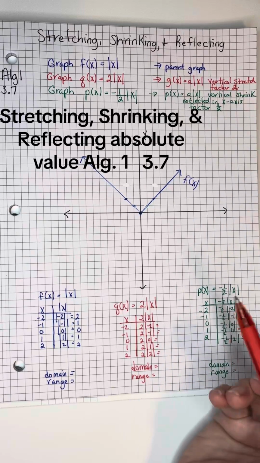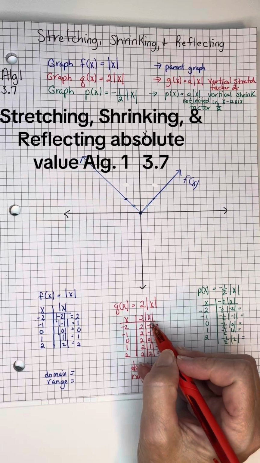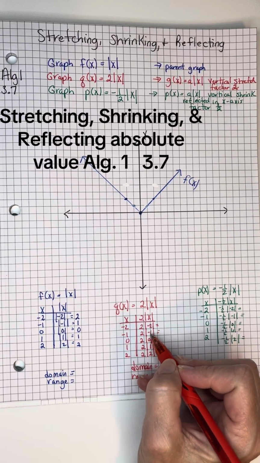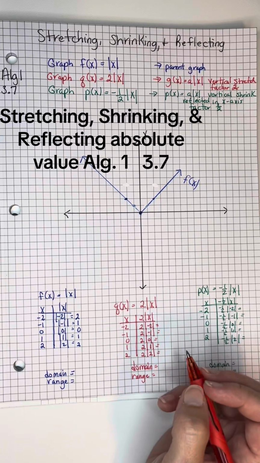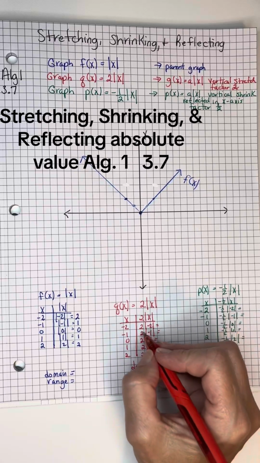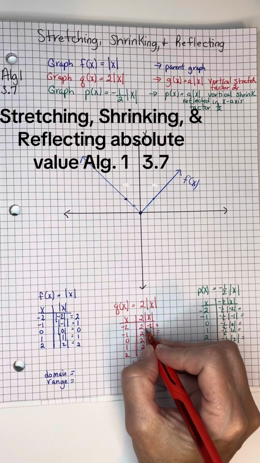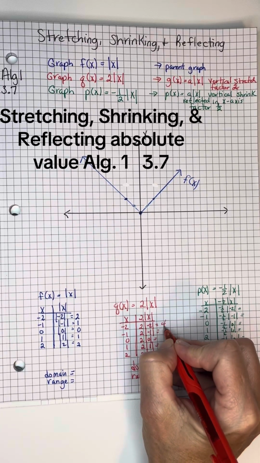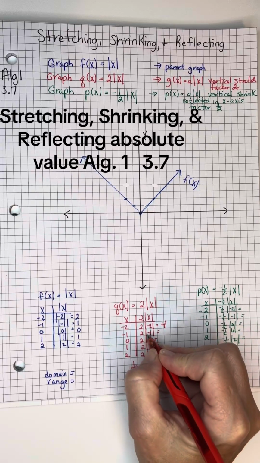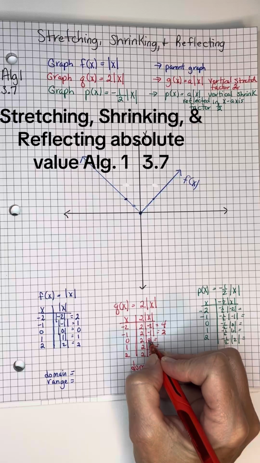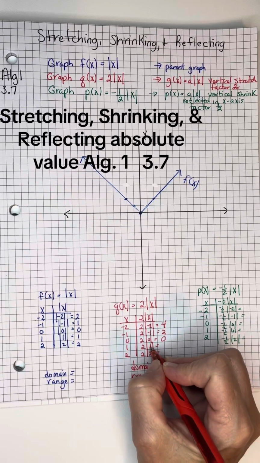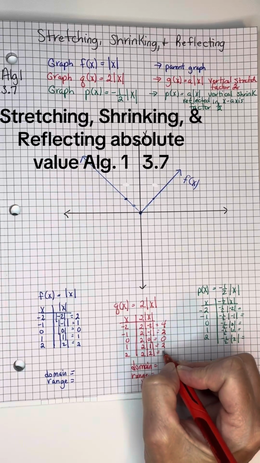All right, so here I've written it down. It's just 2 times the absolute value of -2, -1, 0, 1, and 2. The domain is the same there. All right, so 2 times 2 is 4. And 2 times 1 is 2. 2 times 0 is 0. 2 times 1 is 2. And 2 times 2 is 4.